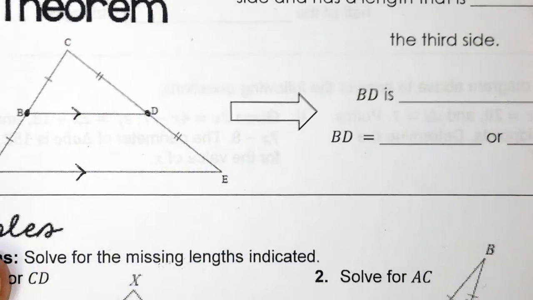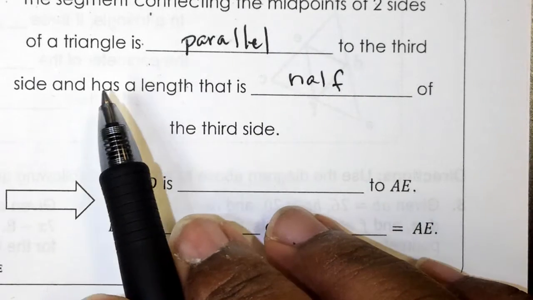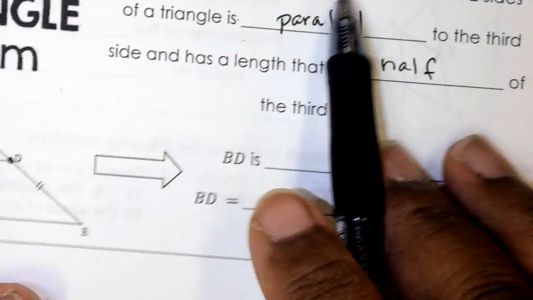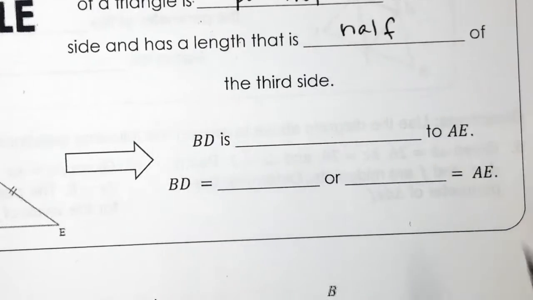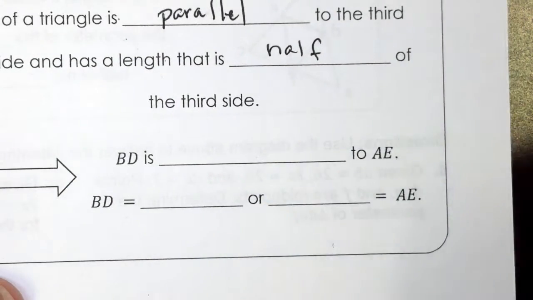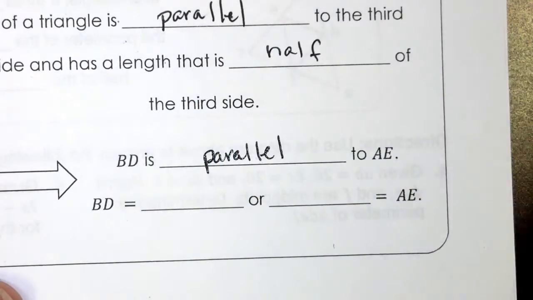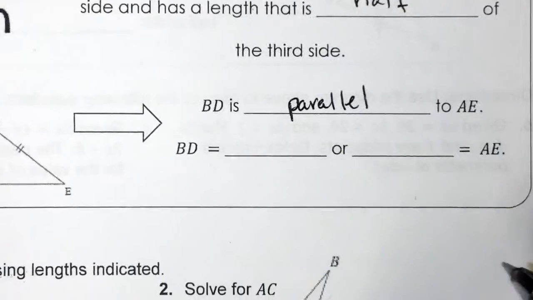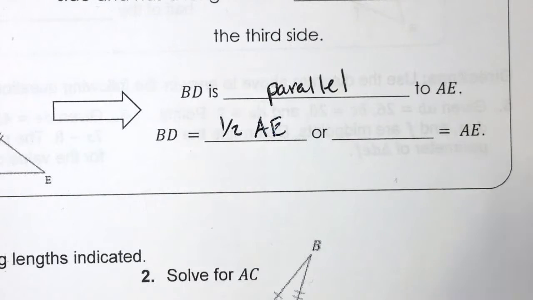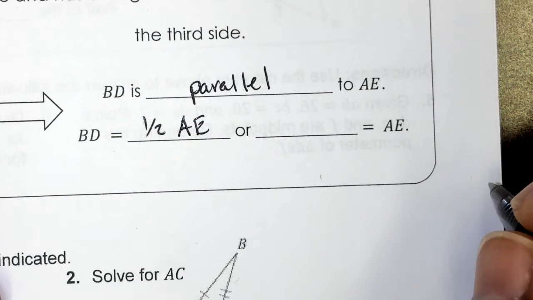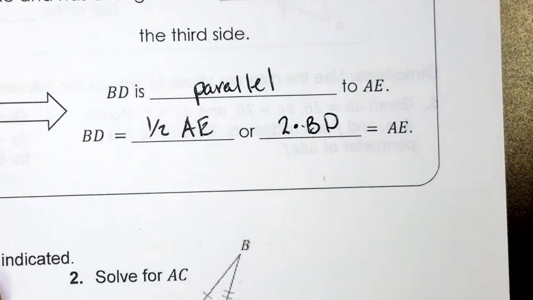Now, since they're parallel and this is a mid-segment, they're telling you too that it has a length that is half of the third side, saying BD would be half of AE. And that's the case over here. It says BD is, and that's what we're going to write, parallel to AE, and then in that case BD is equal to half of AE. Or if you're going in reverse, looking at it from the other way, 2 times whatever BD is would equal AE.